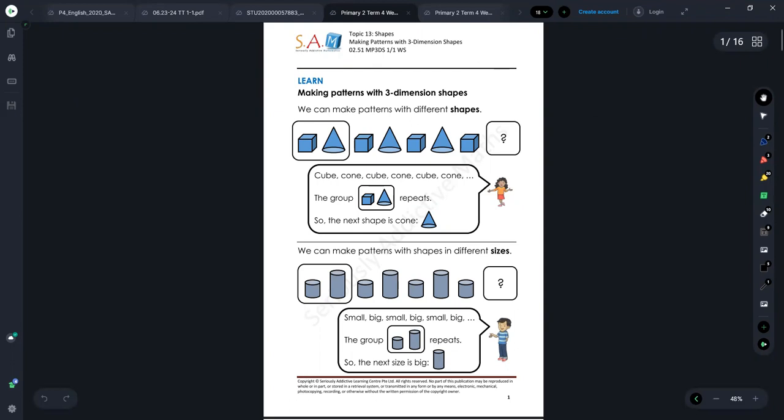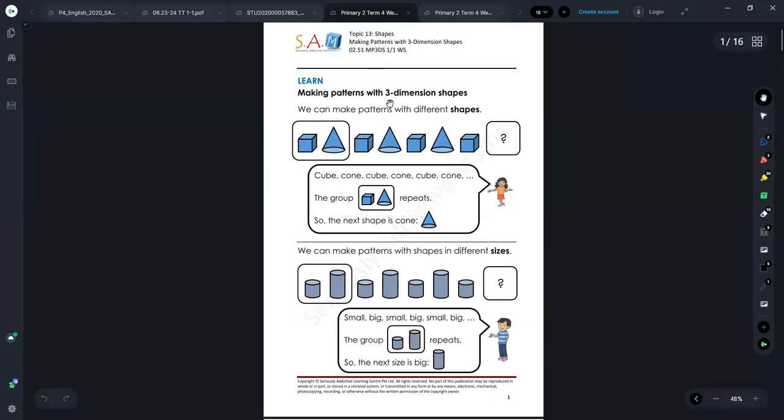Okay, for this week we have 2 booklets, and then the third booklet is actually a test, so please administer it as homework as well. That test is on picture graph tally charts. Okay, so let's start with the first booklet.